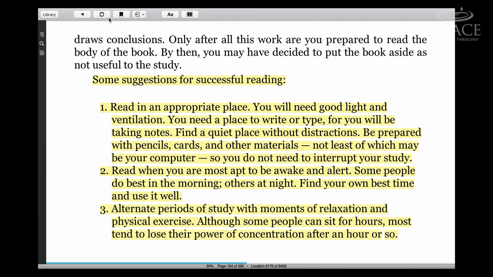Instead of doing reading for 2 straight hours, it's probably better to read for 45 minutes, get up and walk a little bit, and come back and read for another 45, something like that. It's easy to lose concentration after a while.